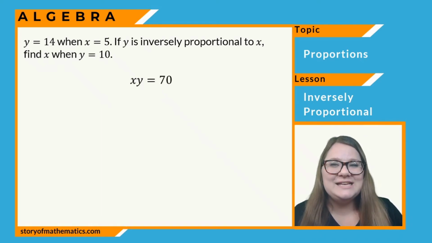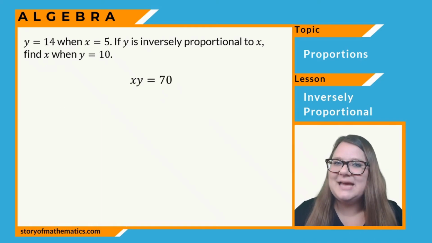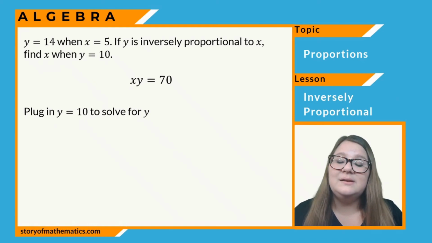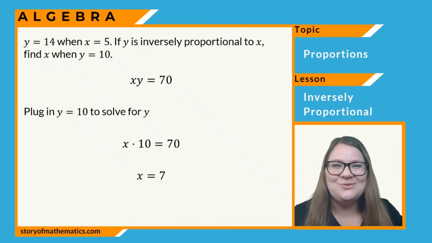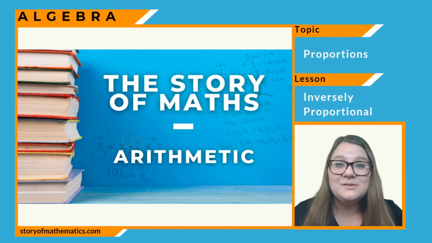So if that's the case, I want to find x when y is 10. So I'm going to plug in 10 for my y, which just means I really need to divide by 10 on both sides to get the x by itself. Once I do that, I find that x equals 7. And that's how you solve for variables when they are inversely proportional.